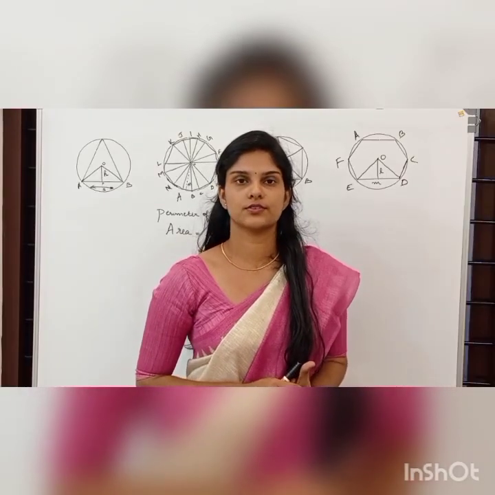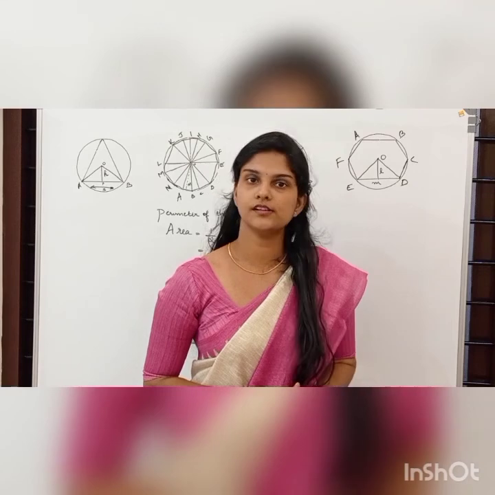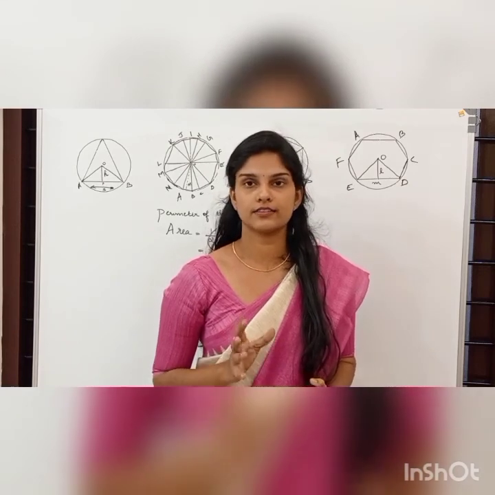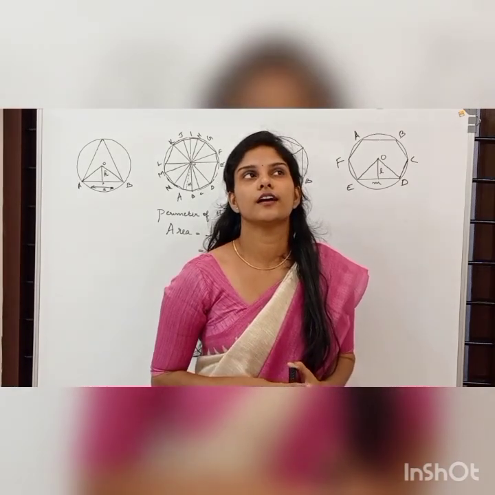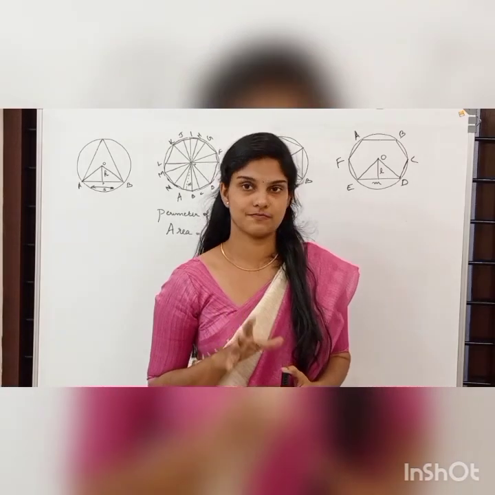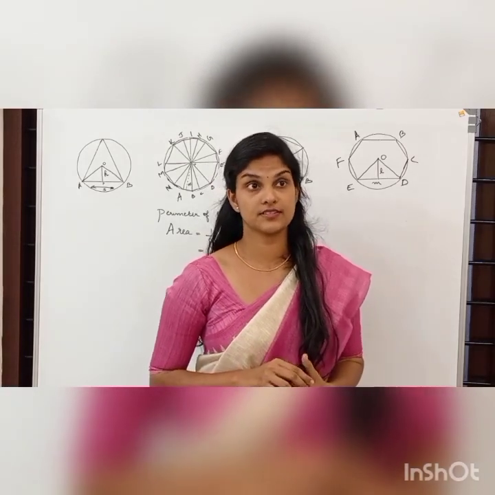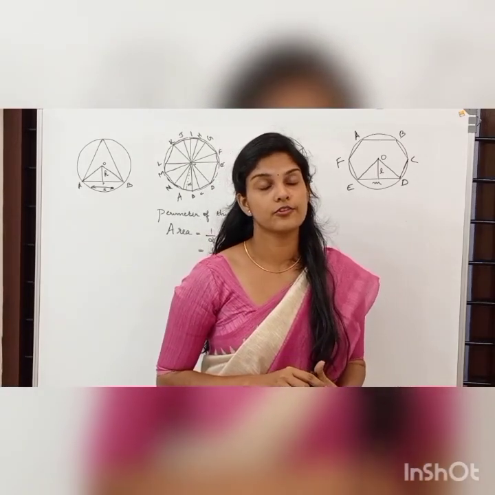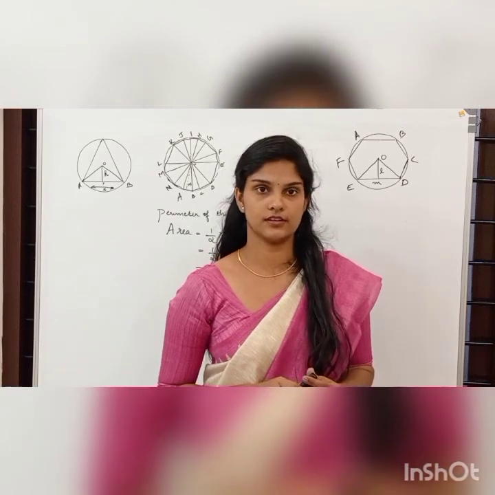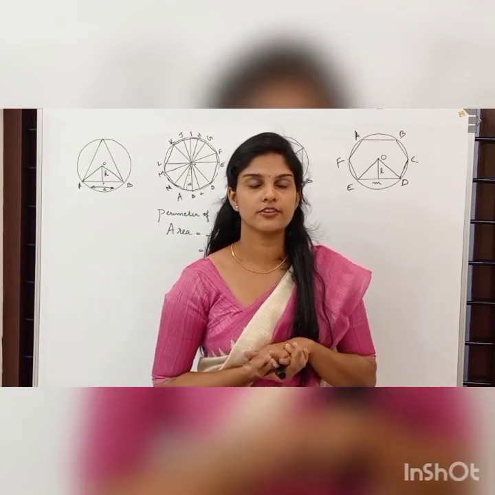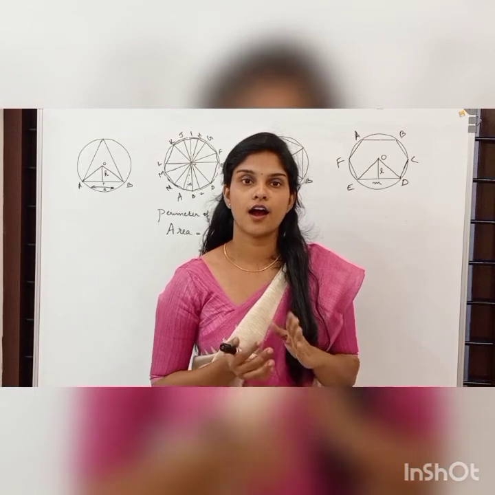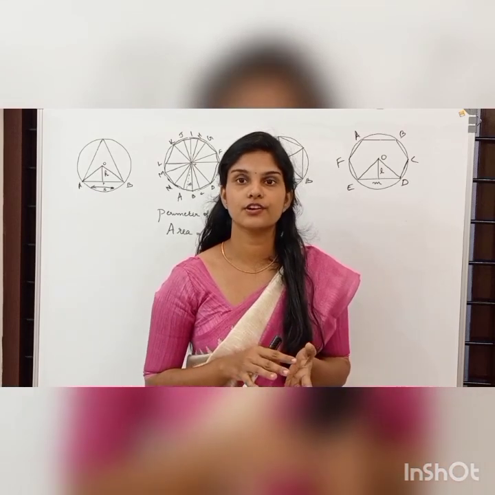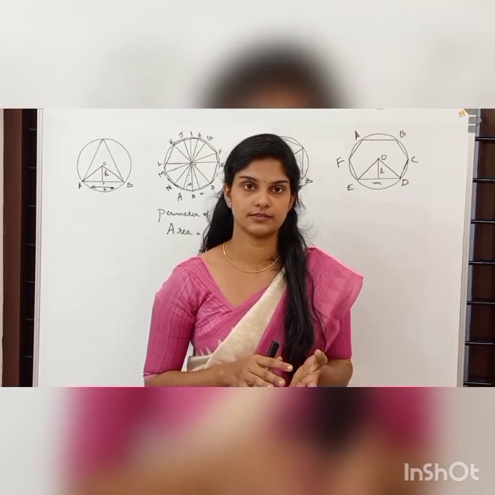So now you understood, right? Find the area of the circle. The perimeter of the circle is given as P and the diameter is given as 2 cube. You find the area of this circle. What is the formula? We use the formula half into perimeter into radius.